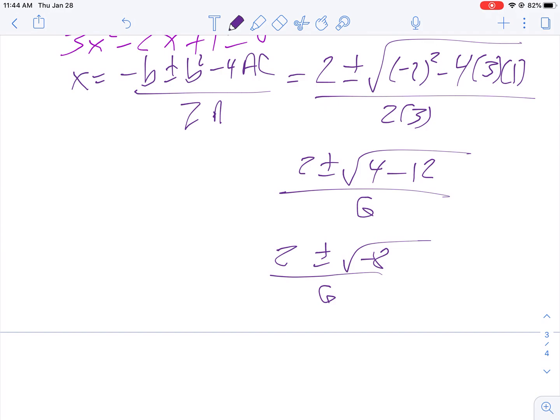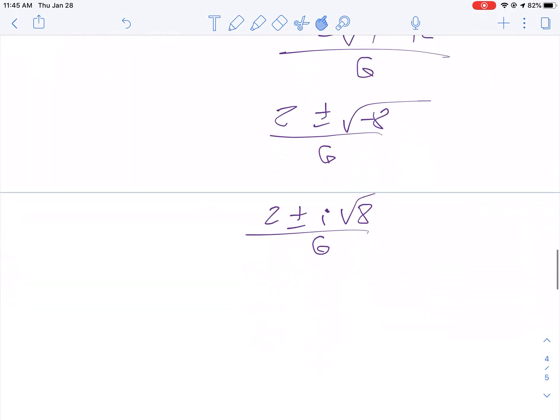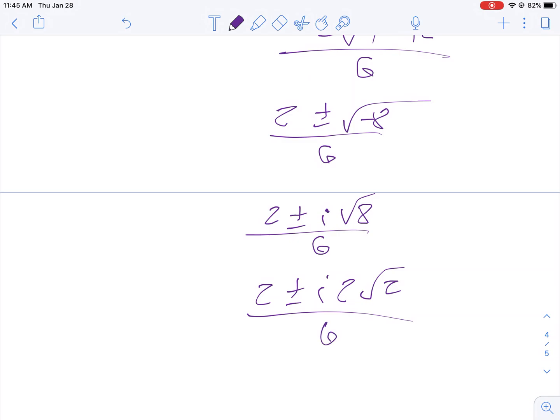Now we'll make a factor tree. We know we have an i. I know it's 2 plus or minus i times the square root of 8 all over 6. But the square root of 8 I can rewrite, so it's 2 plus or minus i times 2 square roots of 2 all over 6. And once again, how do I get that? Well, I went over here and made a factor tree. 4 times 2 is 8. The square root of 4 is 2. That's where you get that 2 radical 2.